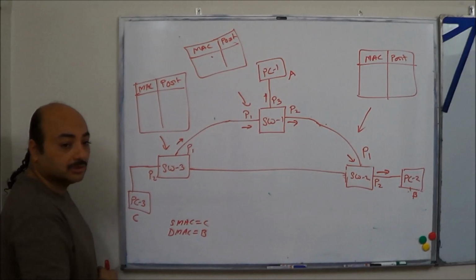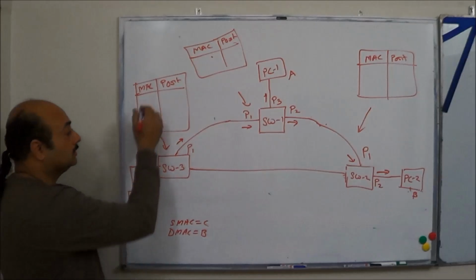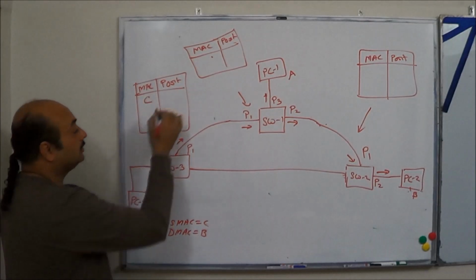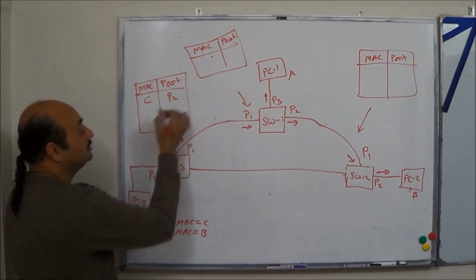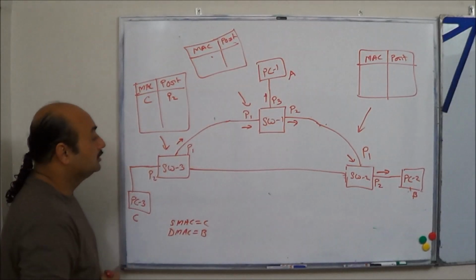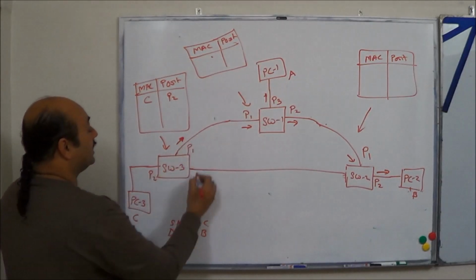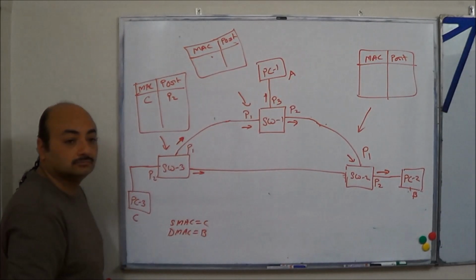The switch checks the source MAC address. What is the source MAC address? C. It's not in the MAC table, so it learns it on port P2. It checks the destination MAC address, B. Is it in the MAC table? No. So it floods it. Where? Here and here.